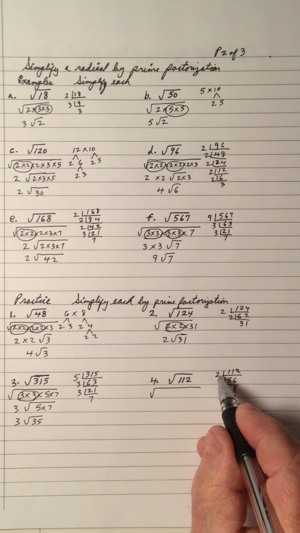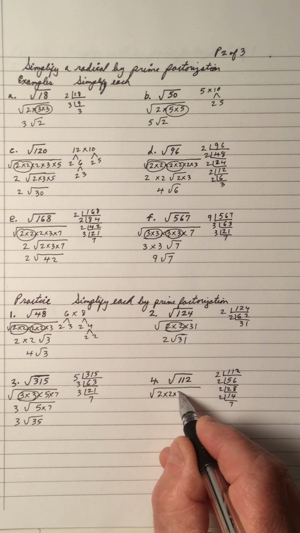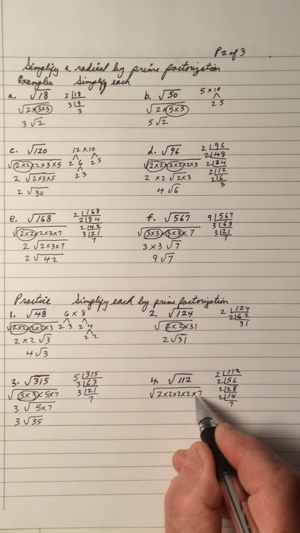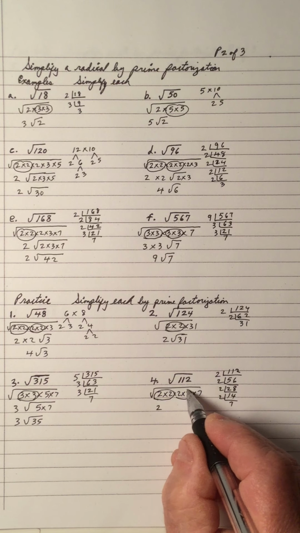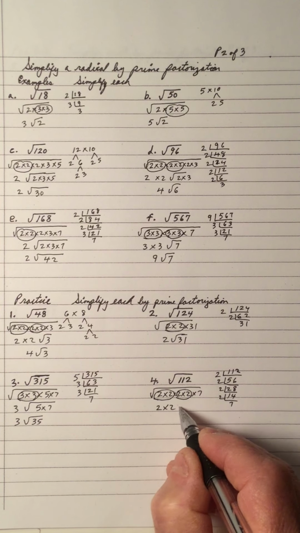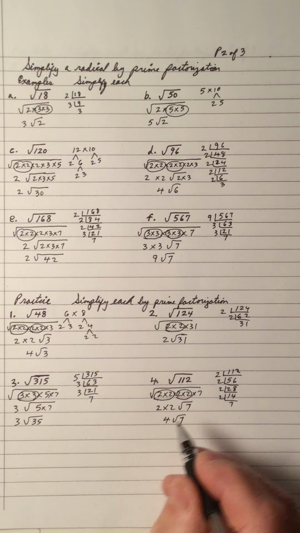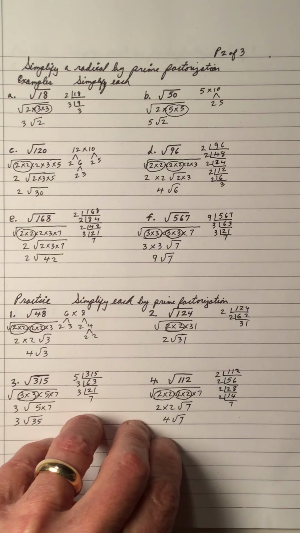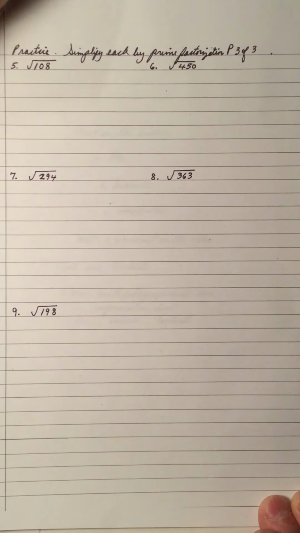So I have 2, 2, 2, 2, and a 7. Four 2s, and a 7. So those two 2s give me a 2 out. Those two 2s give me another 2 out, and a 7 in. And that's a 4 root 7. So divisibility rules, important to learn. It helps.